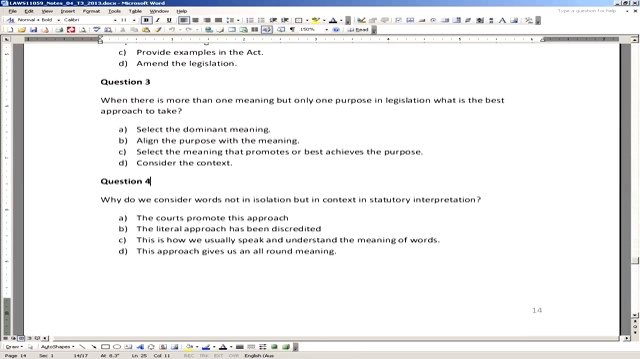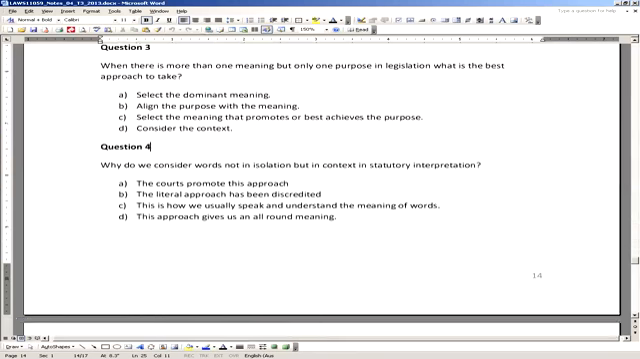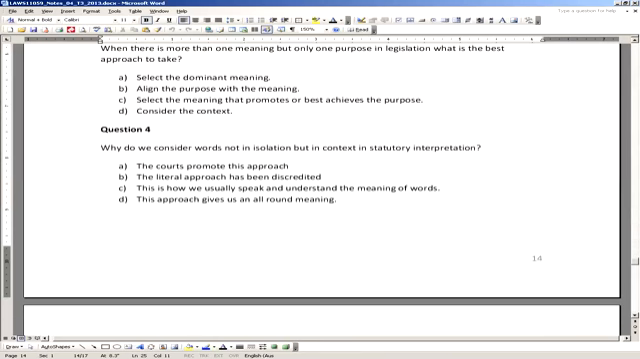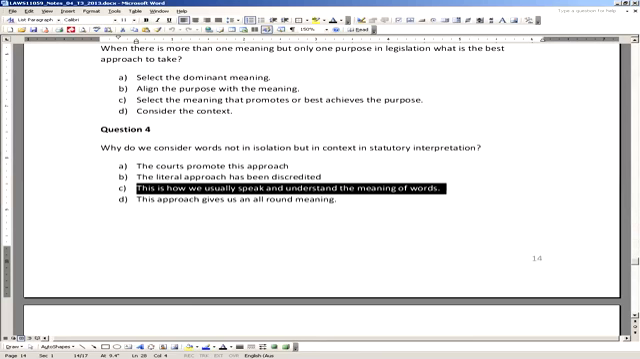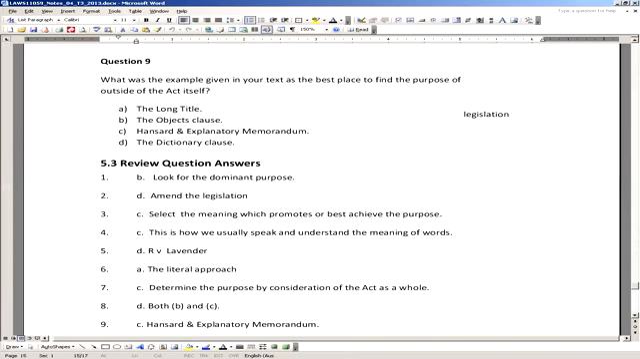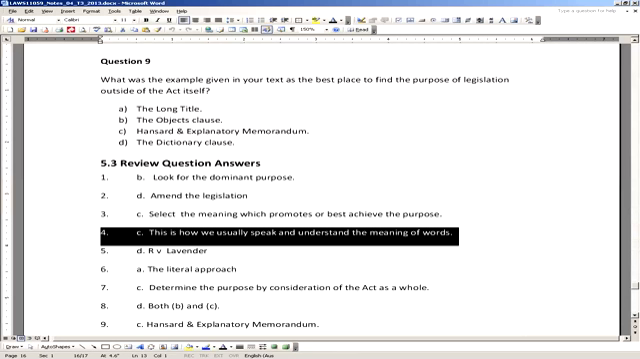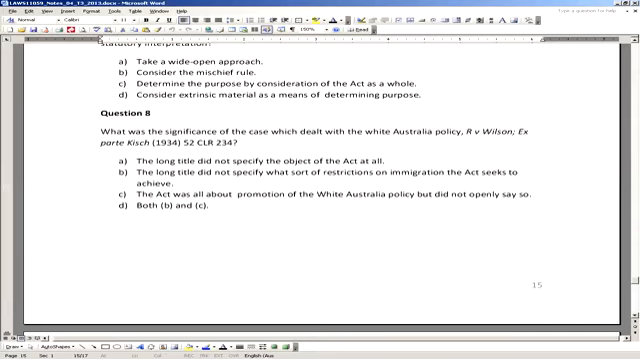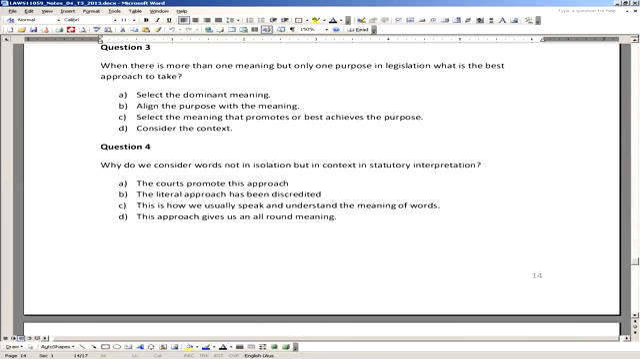Jessica. What do you think? Why do we consider words not in isolation but in context in statutory interpretation? It's not A. It's not really B, the literal approach hasn't been discredited. It's just we must focus on the purpose approach. It's not C. Really, it's more D, I think. Let's have a look. I was thinking it was C because of the plain English movement. This is how we usually speak and understand the meaning of words. Not in isolation, but in context.